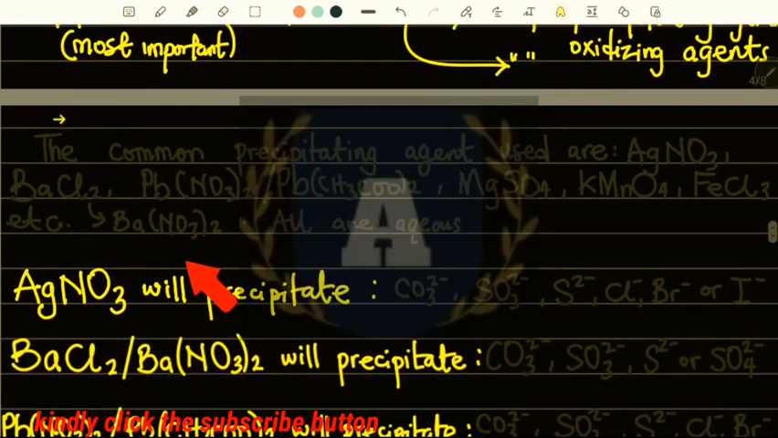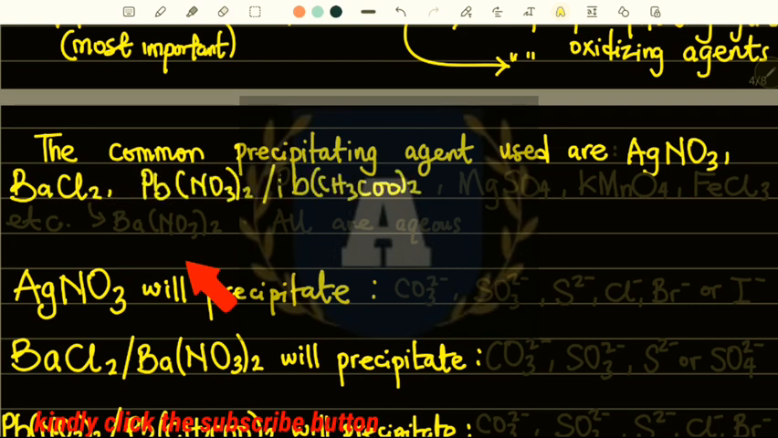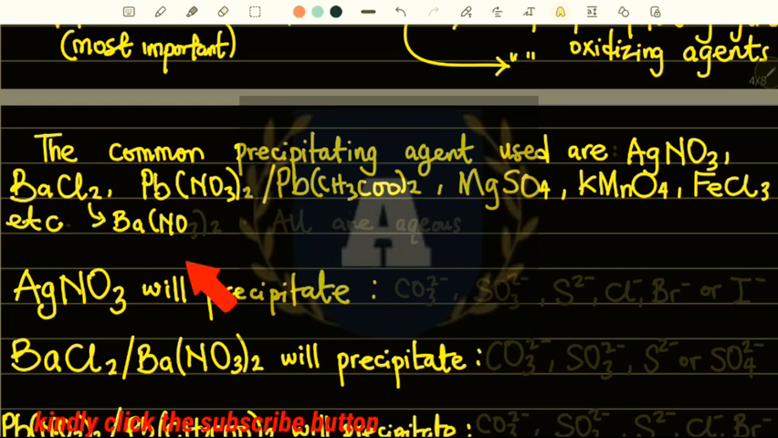So now, what are the common precipitating agents used in the identification of acid radicals? The common ones they use are silver nitrate. They also use barium chloride, very common. They use lead nitrate or lead acetate. They also use magnesium sulfate. They use potassium permanganate. Okay, they also use iron(III) chloride, and so on. In place of barium chloride, barium nitrate may also be used. All these solutions are aqueous.